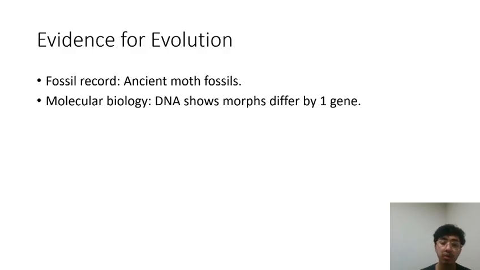And molecular biology. When scientists compare DNA from light and dark moths, they are nearly identical, except for a change in one pigment gene. This confirms that the dark morph didn't come from a new species. It evolved within the same population over the course of history.